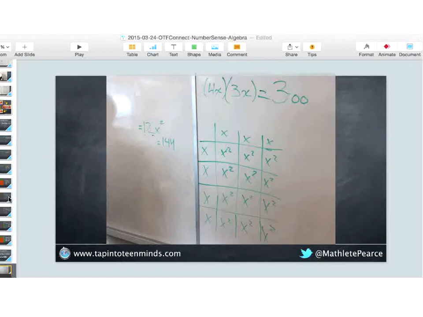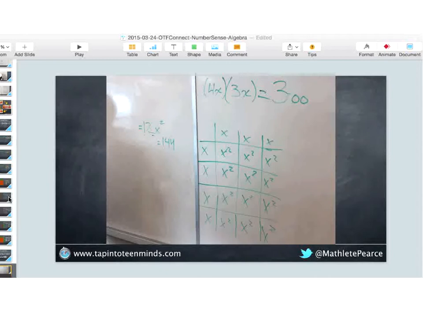Nicely done. So that 12x squared, we've got that 144, which I'll be honest, when I walked by the board the first time, I didn't even notice it just because I saw 12 and I saw a square, and it just didn't stick out to me right away. But then when I came back around again, I went, whoa.